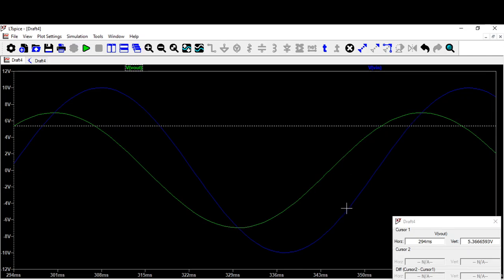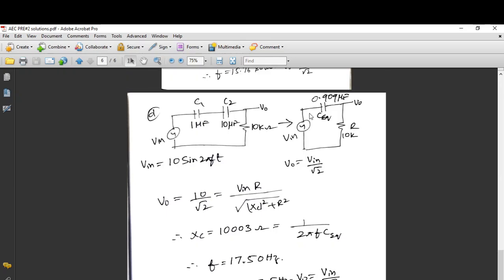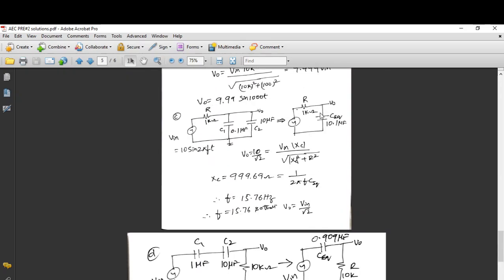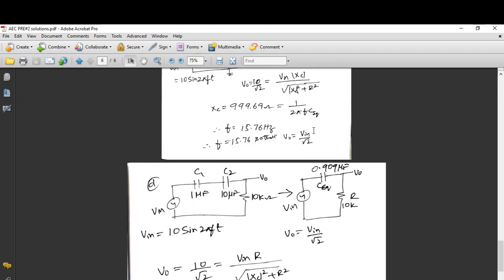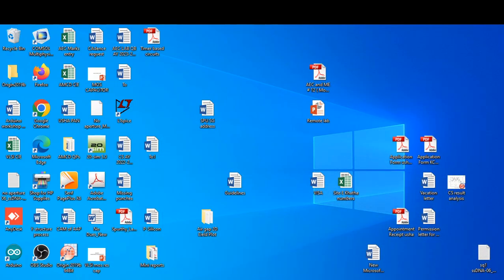So in case of this type of RC network, because if you have a capacitor followed by a resistor, then the output phase will lead the input, whereas in the previous case the output phase was lagging the input. By how much phase? That depends on the frequency. So for a frequency of 17.5 hertz, we have a phase lead by 45 degrees. So that's what is seen here.